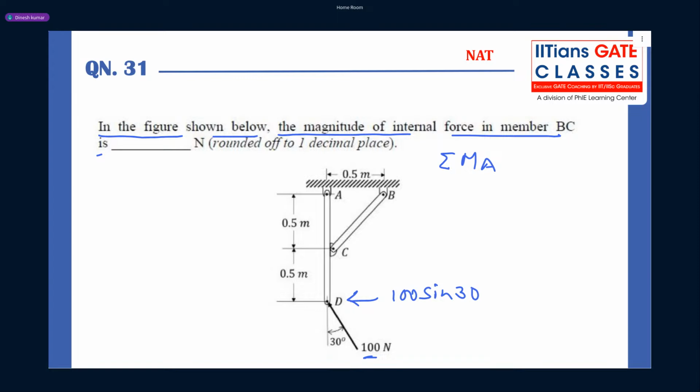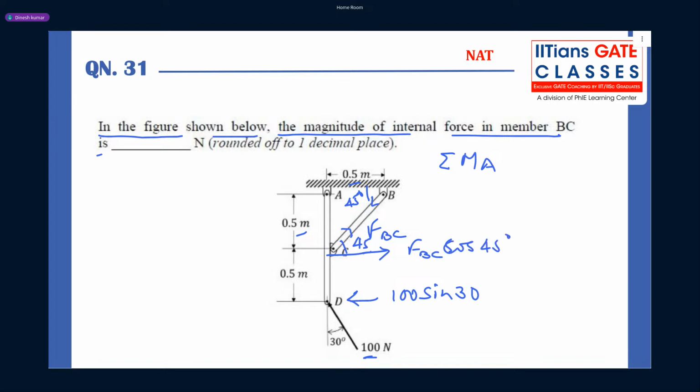Now guys, in member BC, suppose your reaction is FBC. Now this is 0.5, this is 0.5, so the angle will be 45 degree. So what is your force in horizontal direction? It is FBC cos 45 degree.